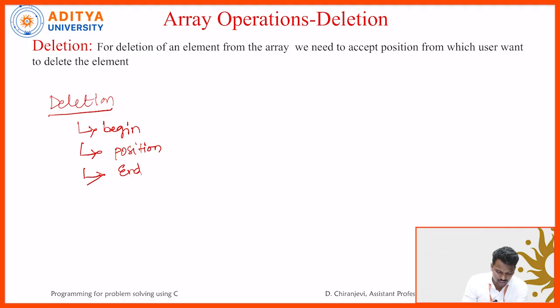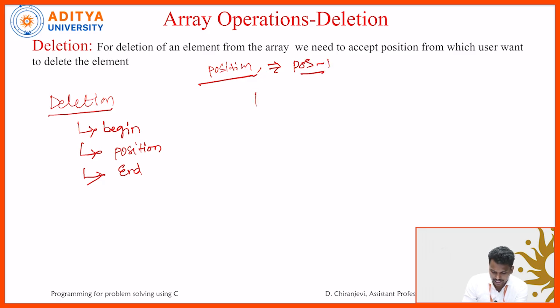In this case, what do you need to know first? You must know the position where you want to delete, and which element you want to delete, right? So you must know the position. At that position, whatever element is there, that particular element will be deleted, okay? Position means here position 1, position 2, position 3. From this position you will get the index. So position minus 1 will give you the index.